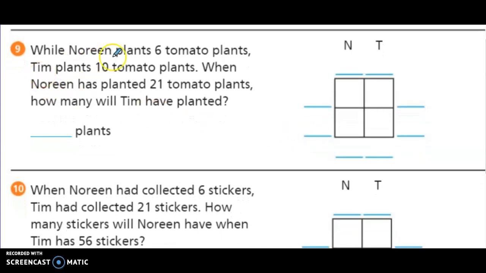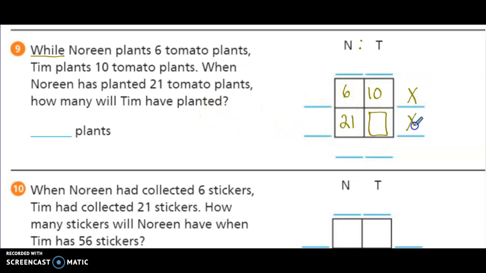Clue words: while Noreen plants 6 tomato plants, Tim plants, so while she's doing this, he's doing the same thing in a pattern himself. This represents labeling our ratio, Noreen's information to Tim's information. Noreen's numbers are going to go in this column. Tim's numbers are going to go in this column. So Noreen has 6 tomato plants, Tim has 10. What if Noreen plants 21? How can we use her pattern and apply it to Tim's pattern to figure out how many he has planted?